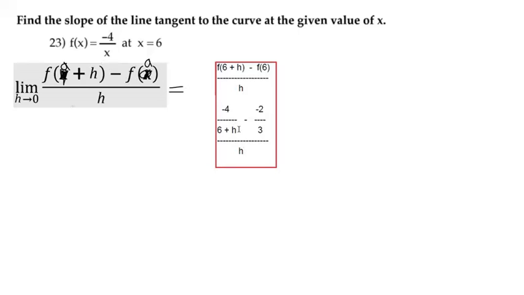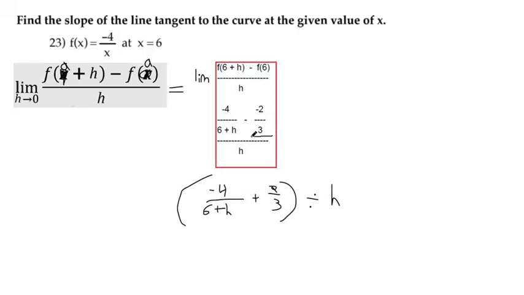Okay, so this part right here, the negative 4 over 6 plus h, that's f of 6 plus h. This negative 2/3, that's f of 6. So I've just replaced those things in the formula so far. And it bugs me that I'm not writing the limit, but it's supposed to be the limit as h approaches 0 for each of these. Okay. And so we have a divide by 0 problem. You can't substitute 0 to evaluate the limit. So we've got to rewrite this.